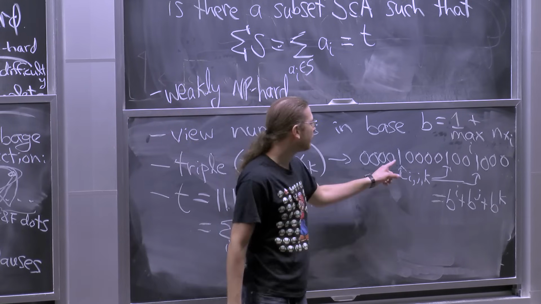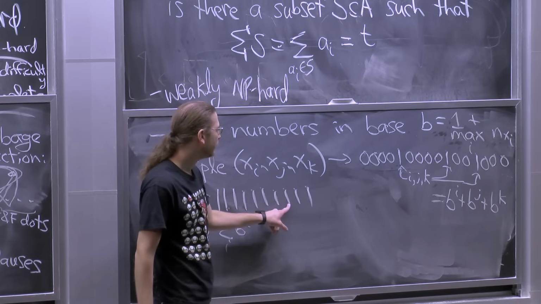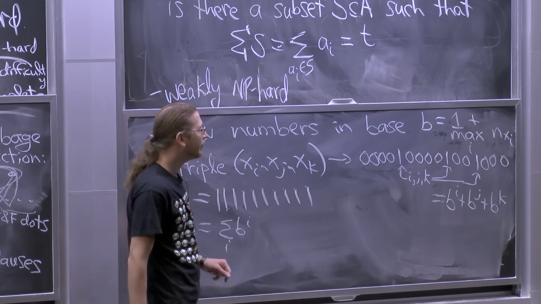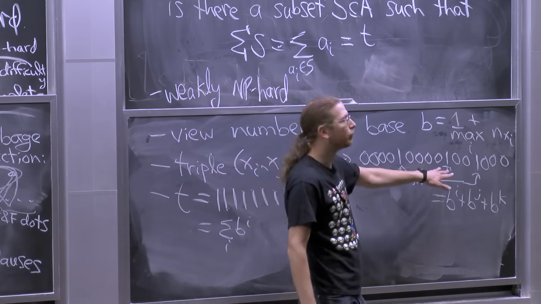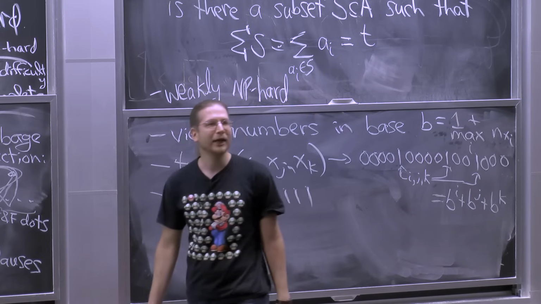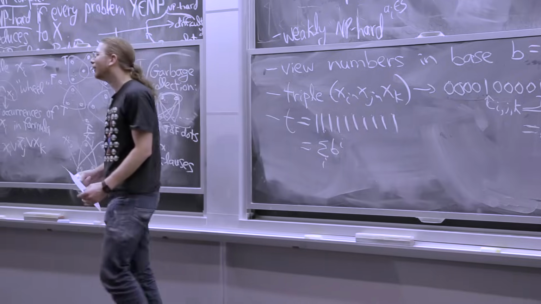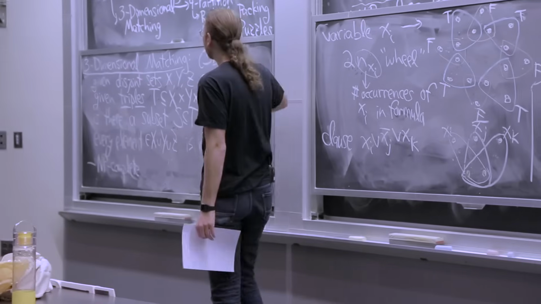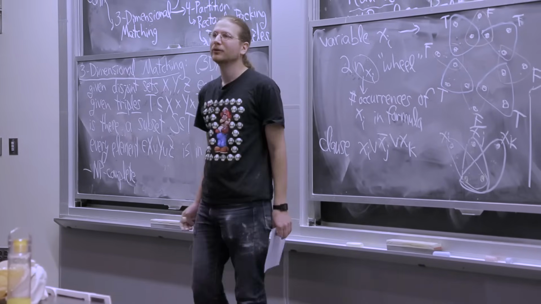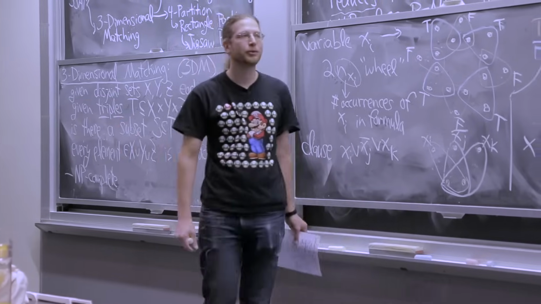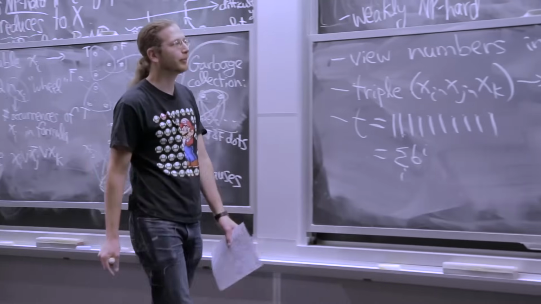So what that means is for each of these 1s in the target sum, I've got to find a triple that has those 1s, and those triples can't overlap. So choosing a set of numbers that add up to this is exactly the same as choosing a set of triples that covers all of the elements. Done. Super easy once you have the right problem.